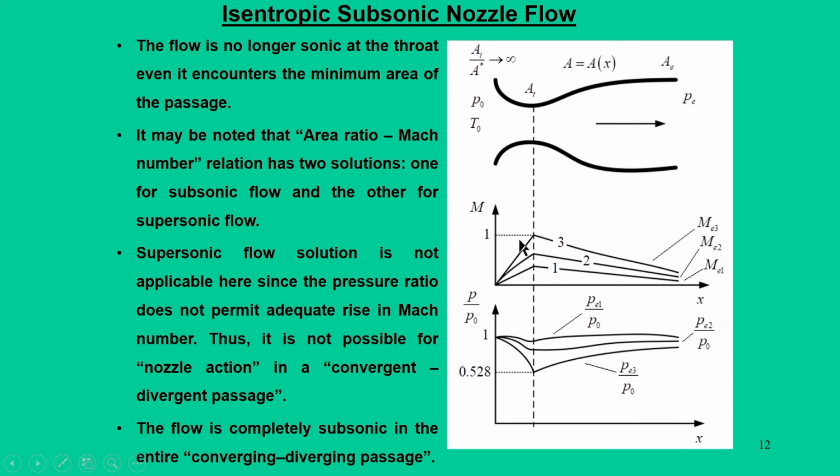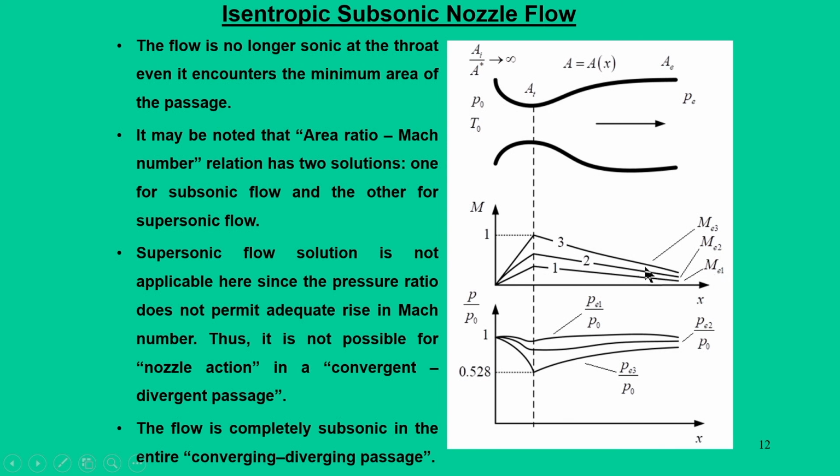That means, even though the flow is sonic, it still does not see the required pressure ratio which is supposed to be there when we need to have a supersonic flow. So, again, even though the flow is sonic, the pressure ratio is not sufficient. So the Mach number further drops in the diverging section. This is the characteristic feature of subsonic flow.